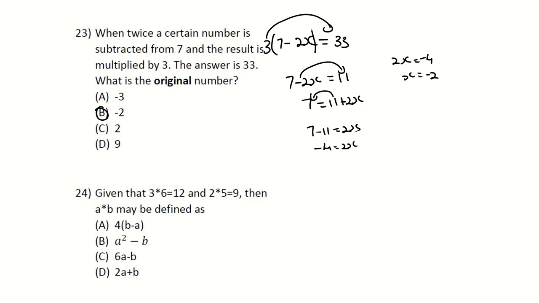Right? Or you could have just substituted these values. You could have said 7 minus 2 by minus 2 is 2 minus a minus a plus 2 is a 4. So 7 plus 4 is 11. 11 by 3 is 33. You could have just done that instead of all of this that I just now did, right?